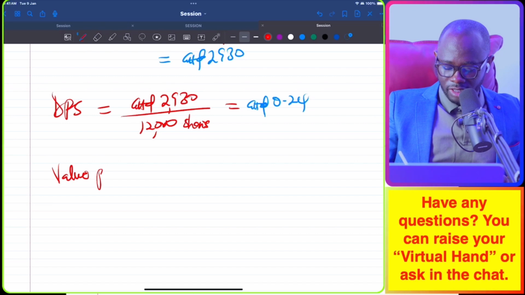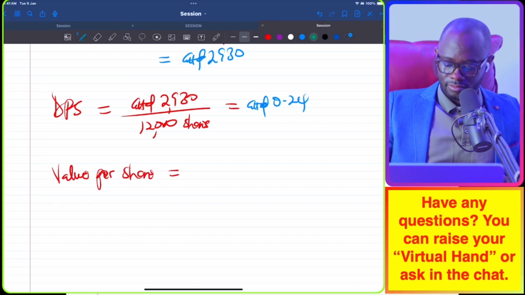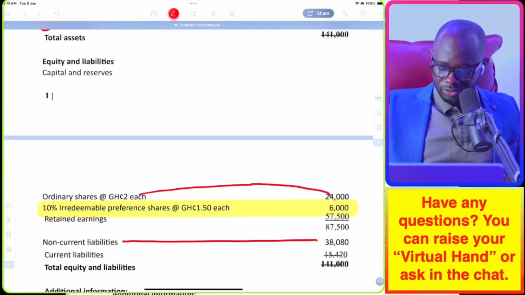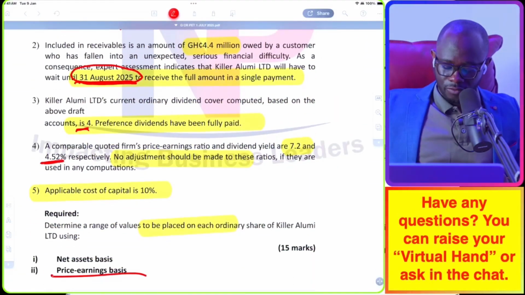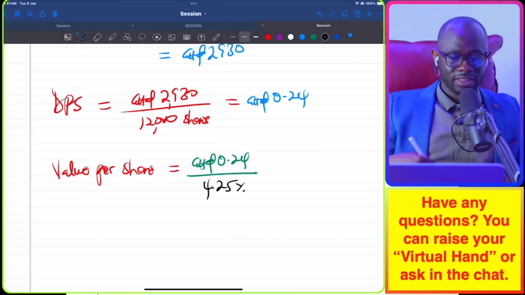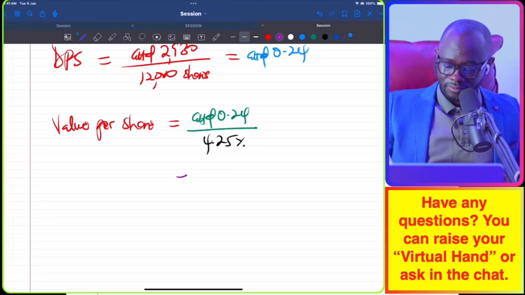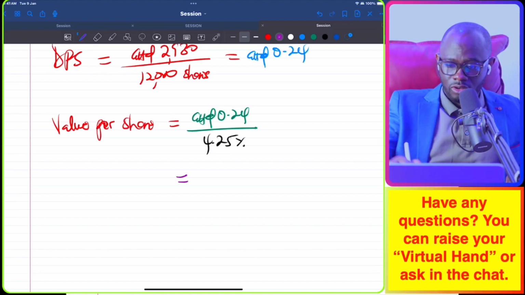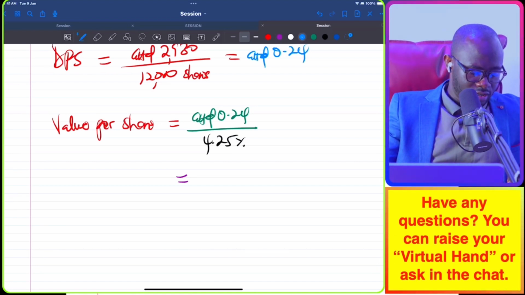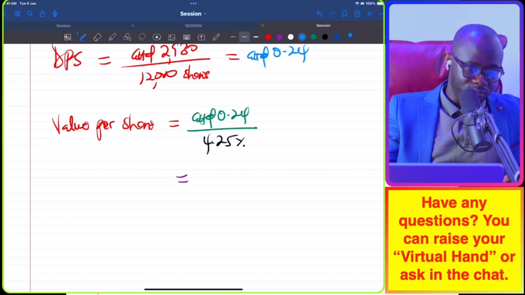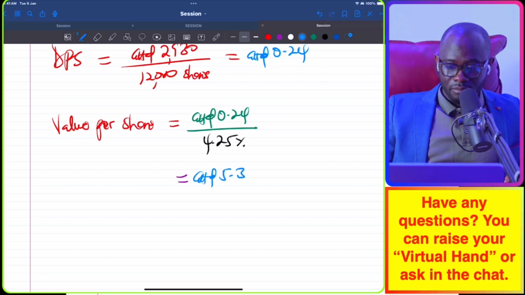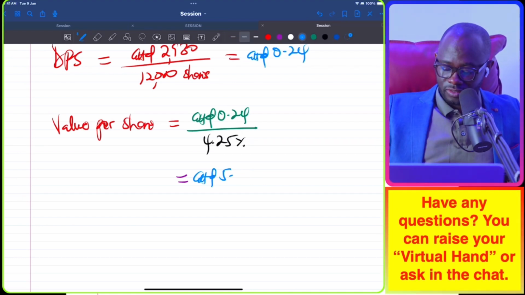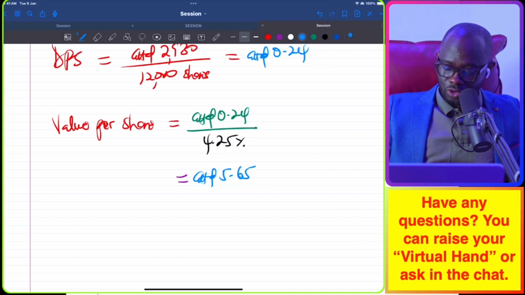Now that we have the dividend per share, we can calculate the value per share, which is 0.24 over the dividend yield of the proxy firm, 4.25%. This is purely ratio analysis. So what do we have? I'm getting 5.6, but it should be 5.3.